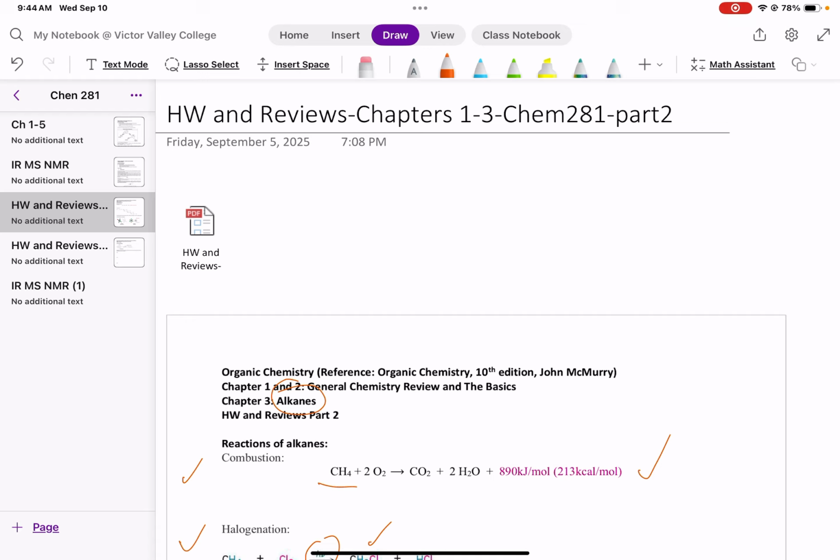This is actually in the books, it says chapters 1 to 3, but actually from our textbook, it's chapters 1 to 4, because they break down chapter 3 on alkanes into 3 and 4.